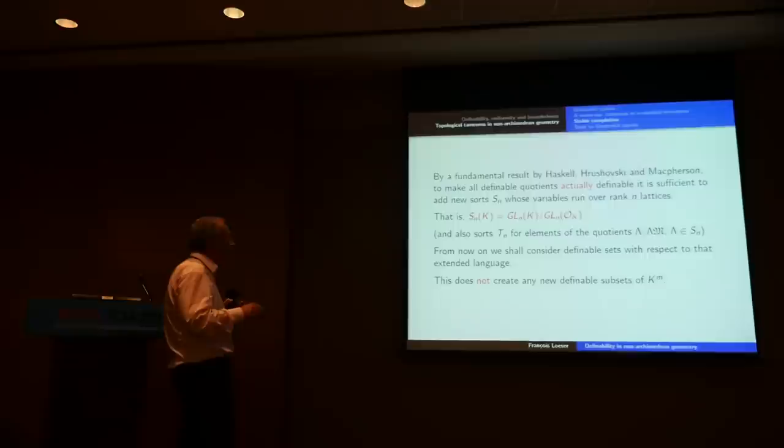There is a fundamental result of Haskell, Hrushovski and Macpherson, which describes all definable quotients. Roughly speaking, it's enough to consider spaces of lattices. So you add new sorts, new variables corresponding to spaces of lattices. To be honest, there are some other sorts to add also, but I will not mention them; they don't play a role here. We consider this external language, where we consider more definable sets with respect to that language. So we have more sorts, so more variables. But if we stick to what we are really interested in, Cartesian powers of the valued field, then we don't create any new definable subset. So that's fine.